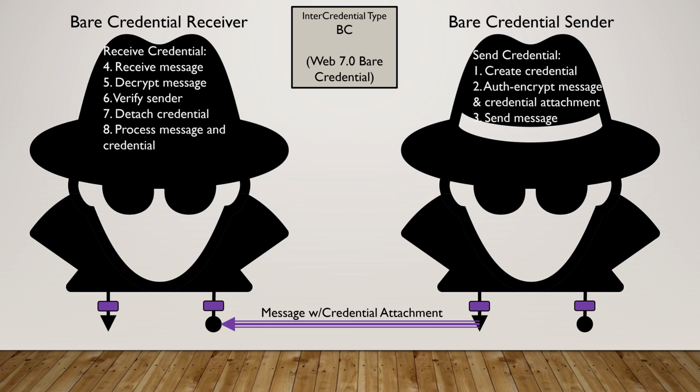What does the bare credential receiver need to do? Well, he or she has 5 steps: receive the message, decrypt it, verify the sender, detach the credential, and then process the message contents and the credential through some sort of business workflow or middle tier logic, whatever is appropriate for the type of the message and the type of the credential.